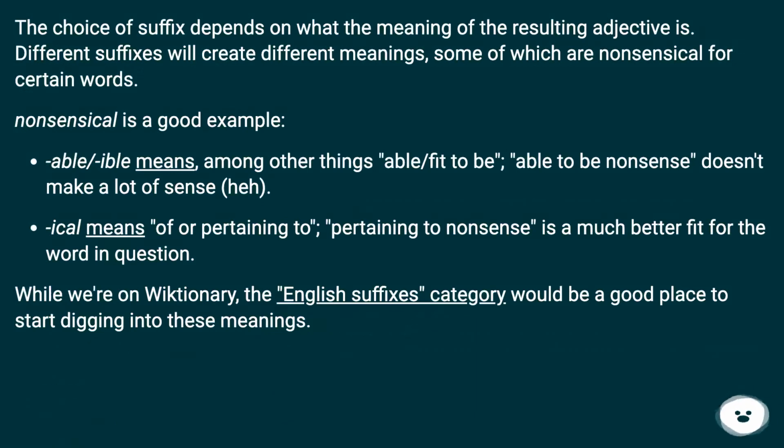The choice of suffix depends on what the meaning of the resulting adjective is. Different suffixes will create different meanings, some of which are nonsensical for certain words. Nonsensical is a good example. -able means, among other things, able or fit to be. Able to be nonsense doesn't make a lot of sense, hey. -ic/-ical means of or pertaining to. Nonsense is a much better fit for the word in question. While we're on Wiktionary, the English suffixes category would be a good place to start digging into these meanings.